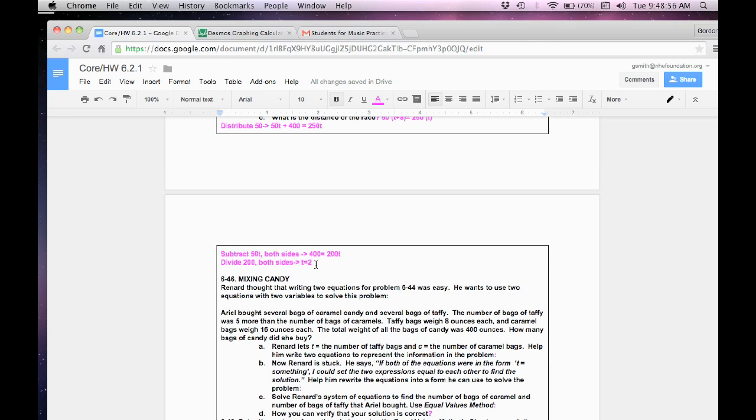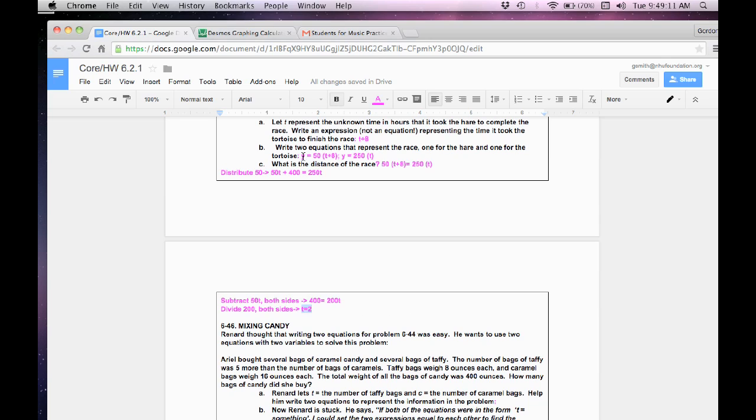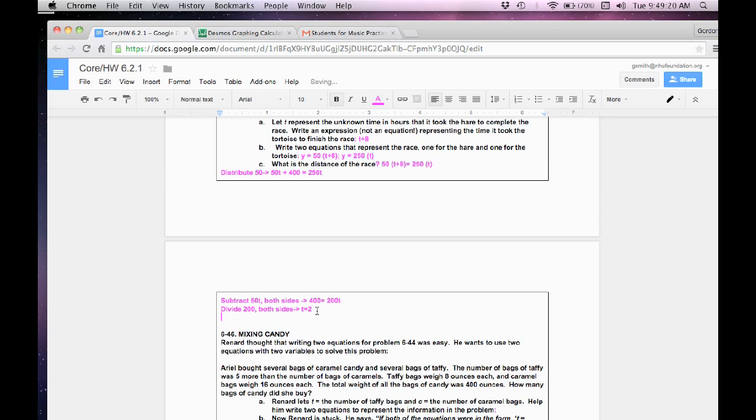So that means t, the time the hare took, is 2 hours. The tortoise took 8 hours longer, so the tortoise must have taken 10 hours. Now we're going to use the time to figure out the distance. So I can plug it into here, or I can plug it into here. I prefer this one just because it's simpler. It'll work with either one though, because this is a solution to the system, so both will get the same value because it's the moment where the two equations intersect.